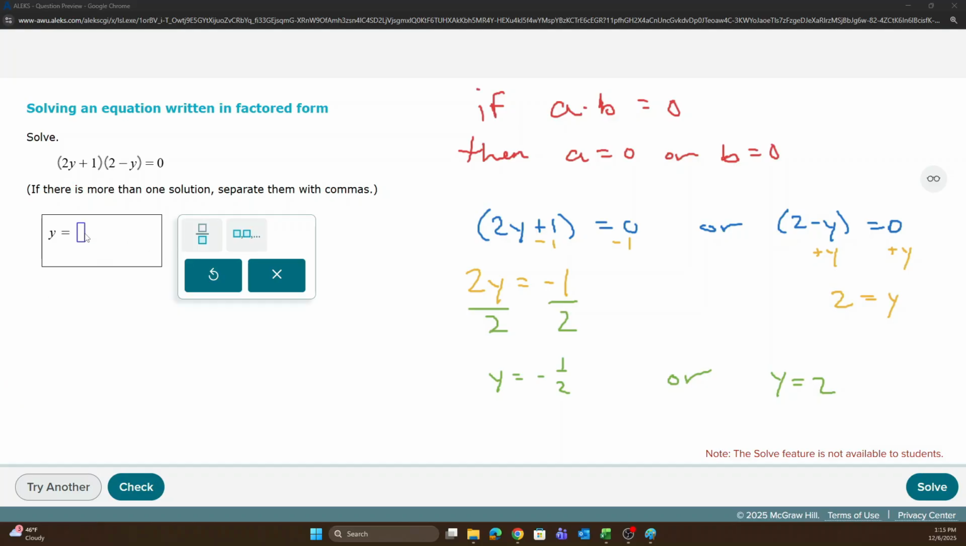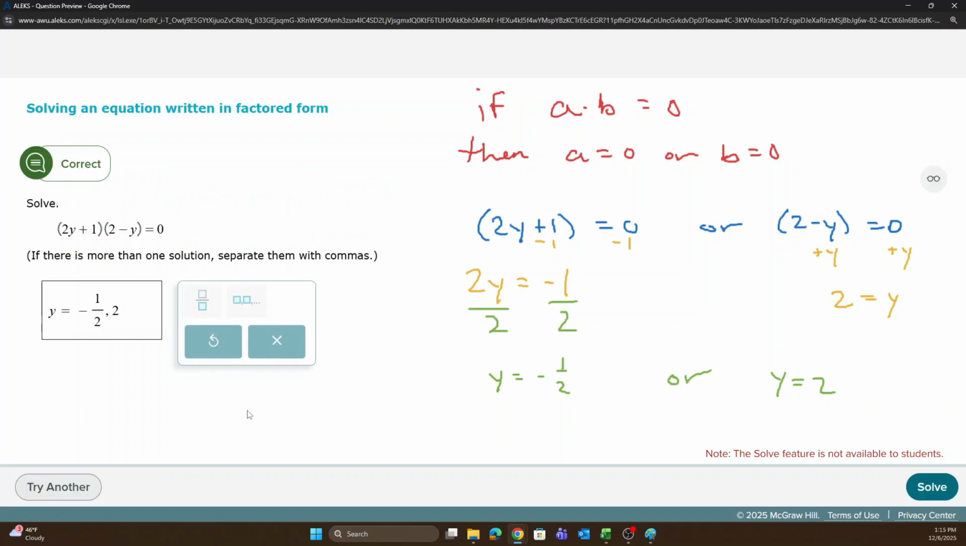Inputting it into our solution here, we would say, let's get our fraction, negative 1/2 or 2. Let's go ahead and look at another one of those, and we'll move on after that.